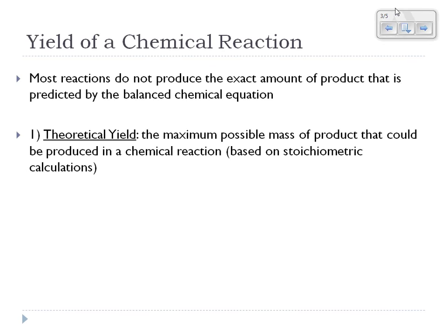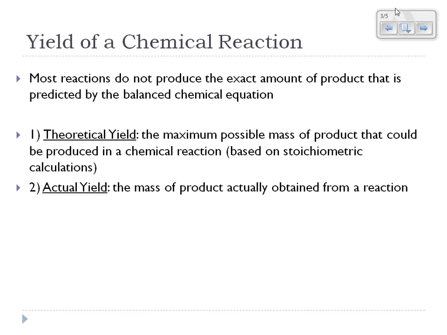So number one, the theoretical yield, that's the maximum possible mass of product that could be produced in a chemical reaction. And this is based on your stoichiometric calculations, okay? Your actual yield is the mass of the product that you actually obtain from a reaction. So this is the one that you would do in a lab.